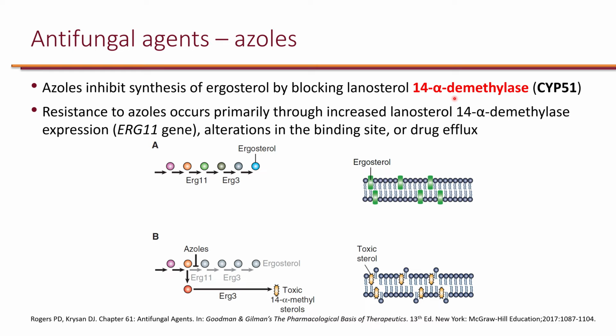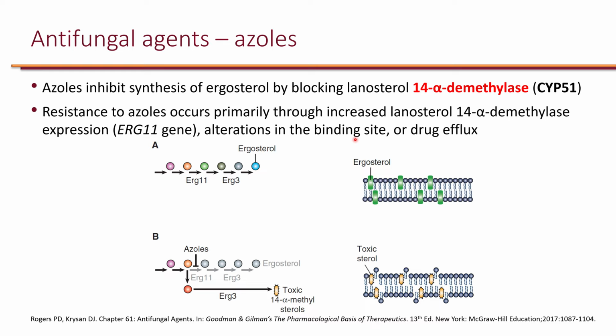So one way that resistance can occur in fungal species is primarily through increased production of this enzyme, which is a product of the ERG11 gene. They can also cause alterations in the binding site on this CYP enzyme.